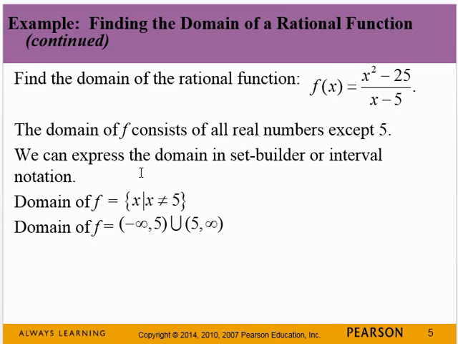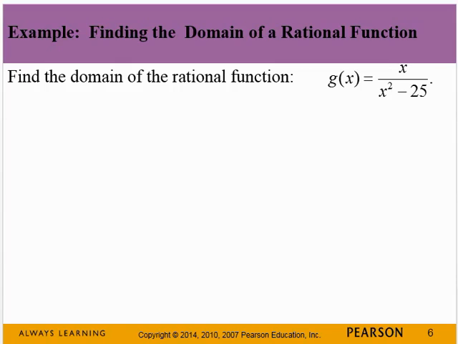We can express the domain in set builder or interval notation. So our first one is set builder. So you have f equals x not 5, and your domain is negative infinity to 5 with the union of 5 to infinity. So let's look at a next example.